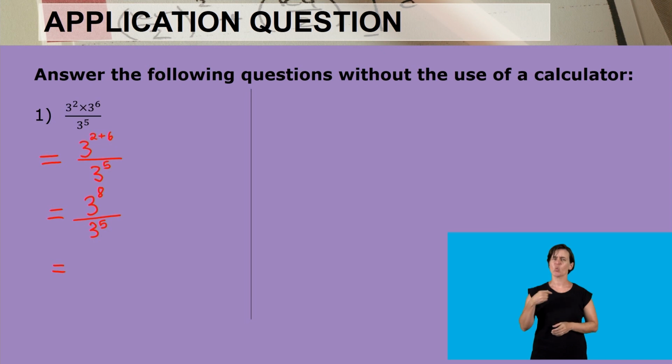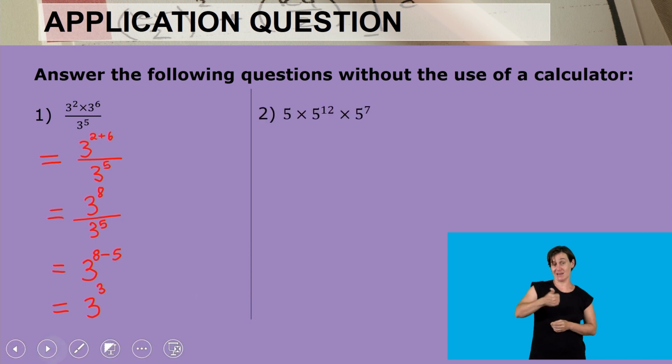So now, what do we do when we are dividing 2 powers that have the same base? Yes, we are going to subtract the exponents. So this is going to be now 3, and we have our 8 minus our 5. What is our final answer? 3 cubed. And that is our final answer. Let's look at the next one.